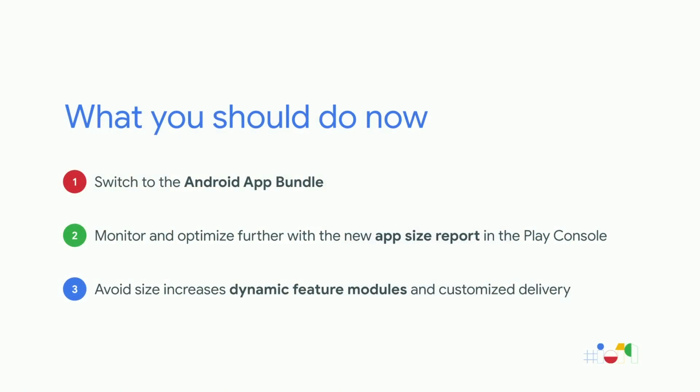These are your takeaways for today. Number 1, start publishing with the Android App Bundle. Number 2, visit the new app size report to track your data and get new optimizations. And number 3, you can start thinking about taking advantage of modular app development.